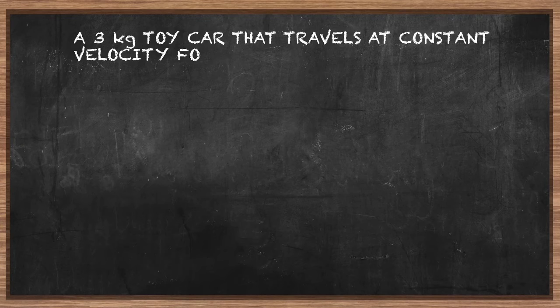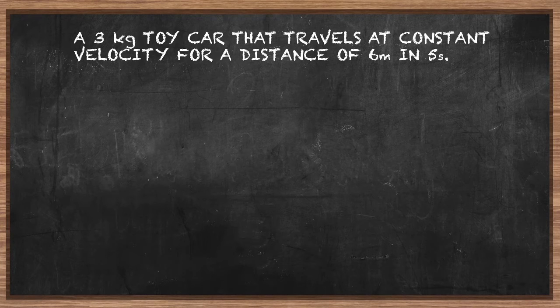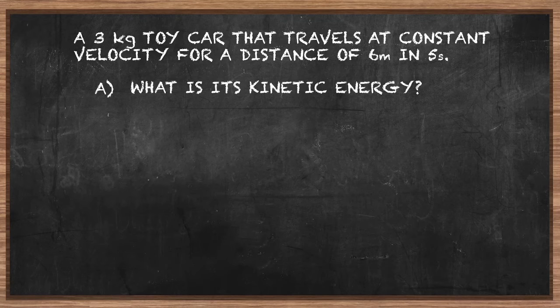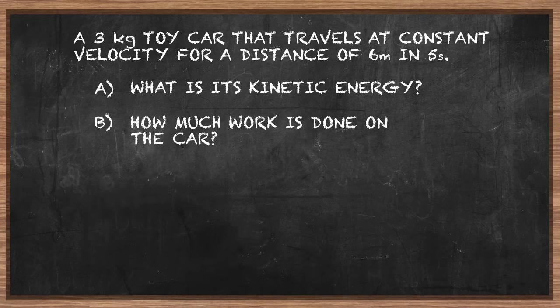Let's solve a problem. A 3-kilogram toy car travels at constant velocity for a distance of 6 meters in 5 seconds. A. What is the kinetic energy? And B. How much work is done on the car?